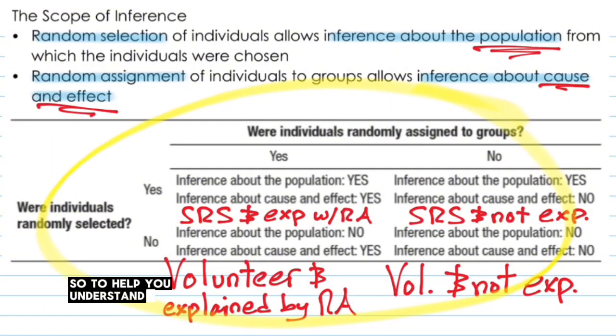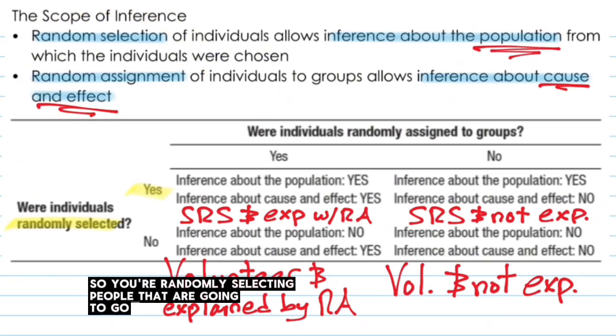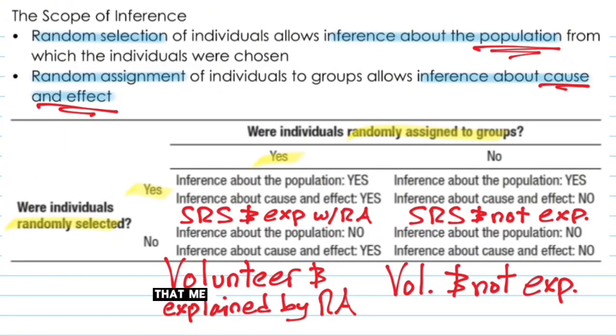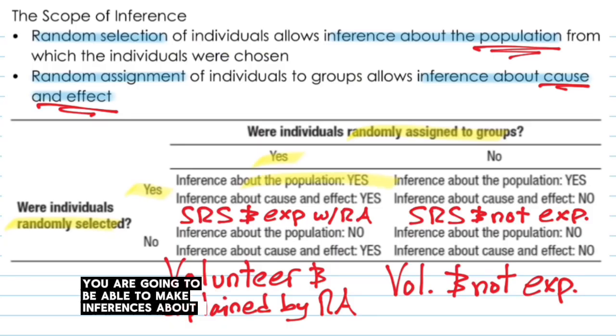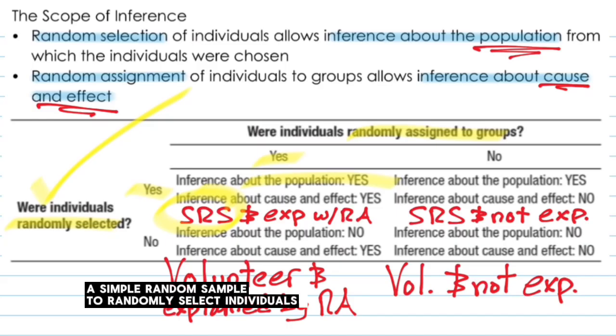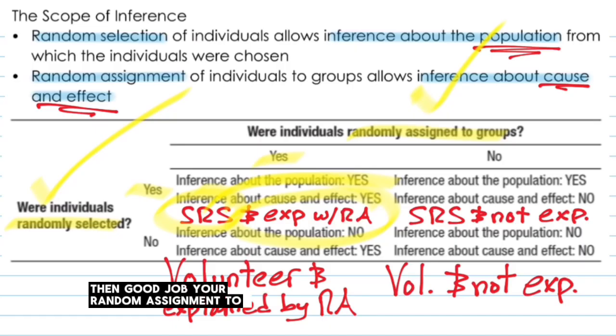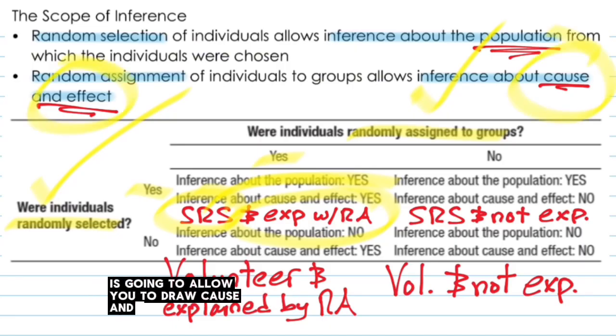So to help you understand the different scenarios that you will be in, we are down here in this table, which is just showing you the interaction of both of these moments happening or not happening. For instance, if you are randomly selecting people that are going to go into a study, and you are randomly assigning those people into groups, that means you are going to be able to make inferences about the population. You randomly selected people. Good job. You used a simple random sample to randomly select individuals. And since you are also randomly assigning them to groups, then good job. Your random assignment to groups is going to allow you to draw cause and effect relationships.